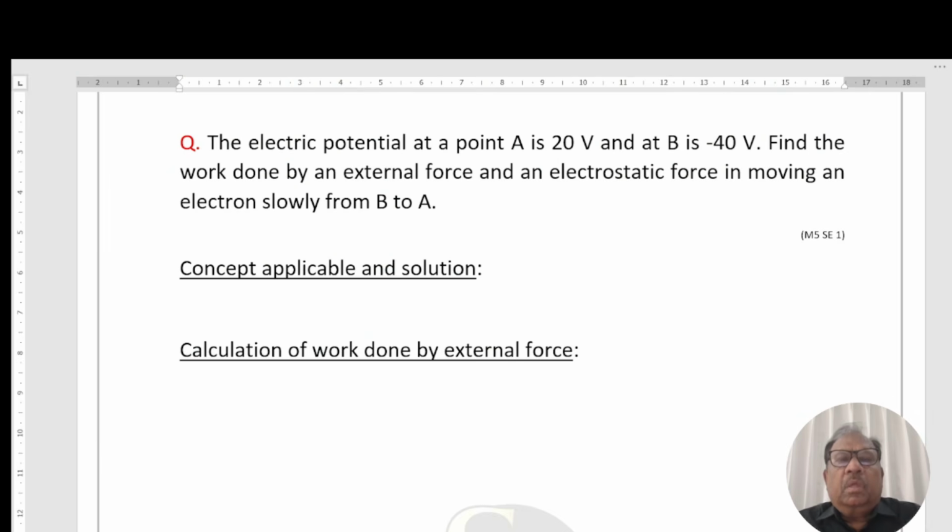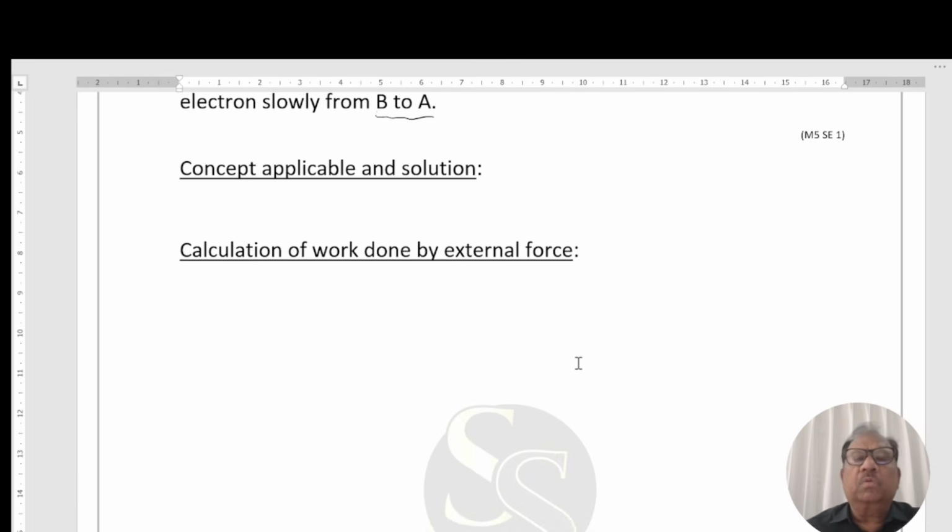Question is, the electric potential at point A is 20 volt and at B is minus 40 volt. Find the work done by an external force and an electric force in moving an electron slowly from B to A. Concept applicable and solution.